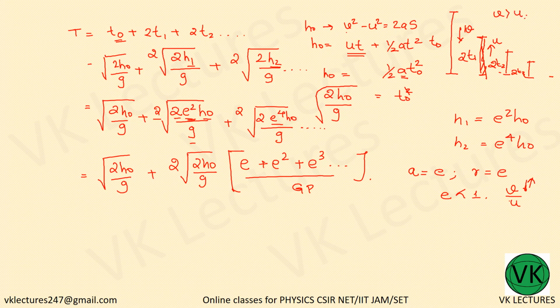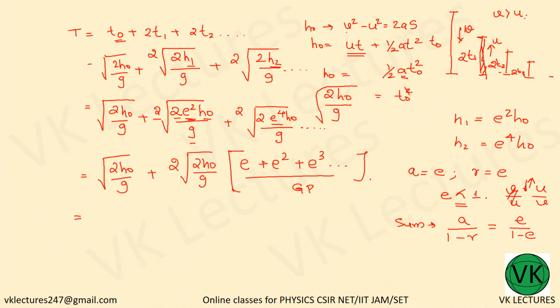Okay, this will be u by v. In this case it will be u by v here. Okay, so since it is always less than 1, we can use the formula for summation. The sum of the infinite terms is equal to a divided by 1 minus r. So here a equal to e and r is equal to e. So it will be e divided by 1 minus e.